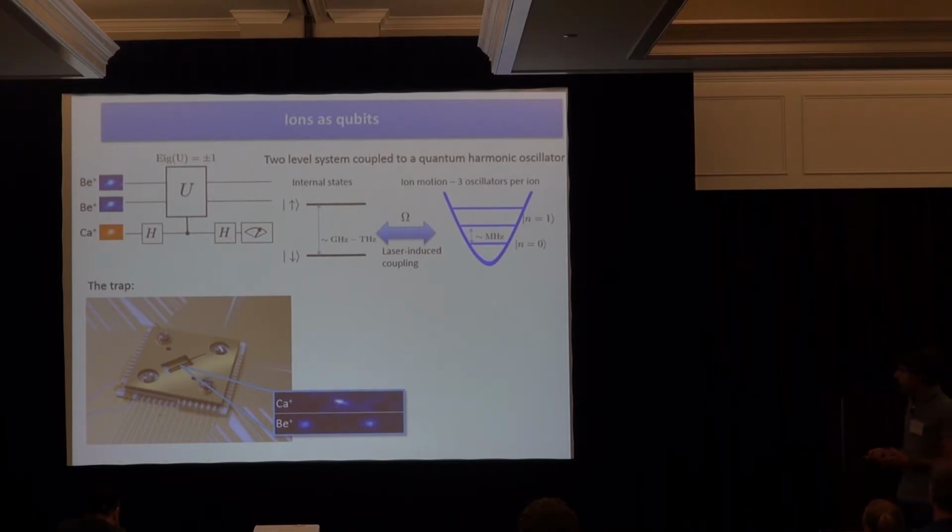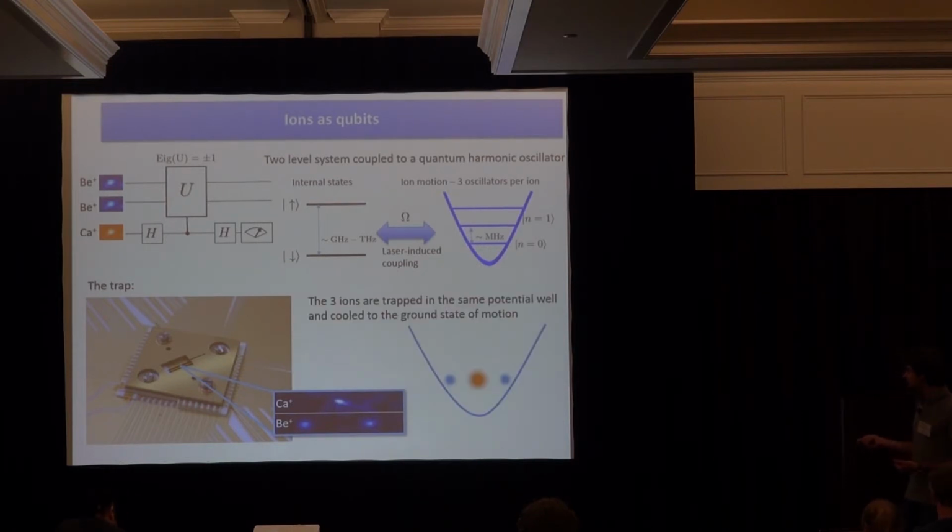What is interesting for us is that we can trap two different species of ions, calcium ions and beryllium ions. In the experiment I'm going to present, we work with three ions: two of them are beryllium and one is calcium. Calcium sits here in the middle. All three are in the same potential well, so that we can use the motion as a quantum bus to transfer information around. The two beryllium will serve as the data qubits, and the calcium ion as the Ancilla qubit.